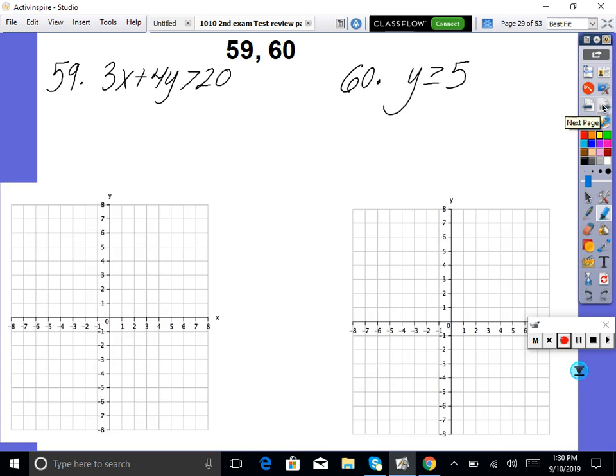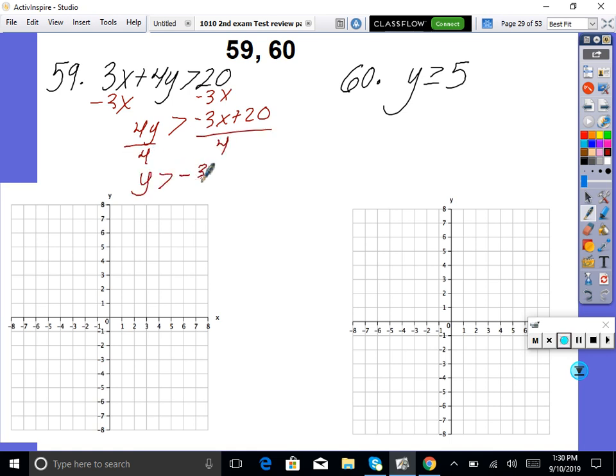Okay, almost done here. So get it into, it says graph or find the solutions, one or the other. Subtract 3x, subtract 3x. 4y is greater than -3x plus 20, divide by 4. So then y is greater than negative, and remember with inequalities, if you divide or multiply both sides by a negative, you do need to change the sign of your inequality. We haven't done that here, so -3/4 x plus 5.